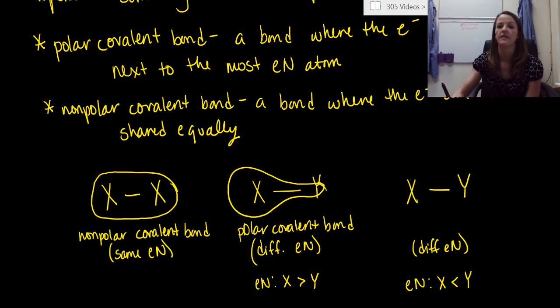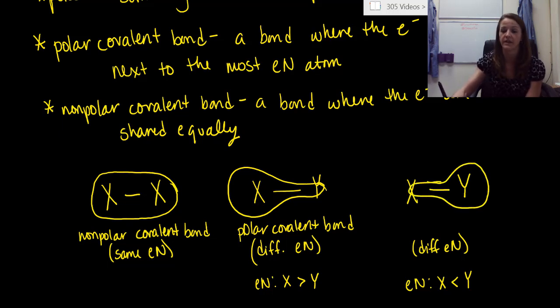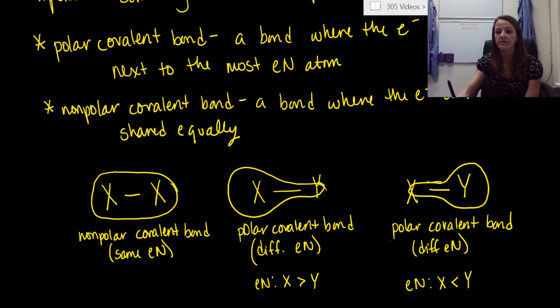So what that means is that the electron cloud again is distorted, but this time it's hovering above the Y. So this electron cloud would look more like this. Also a polar covalent bond. Okay, so what you should be seeing here is that anytime you have different electronegativity values, you're going to have an electron cloud distortion, and if you have an electron cloud distortion, then you definitely have a polar covalent bond.